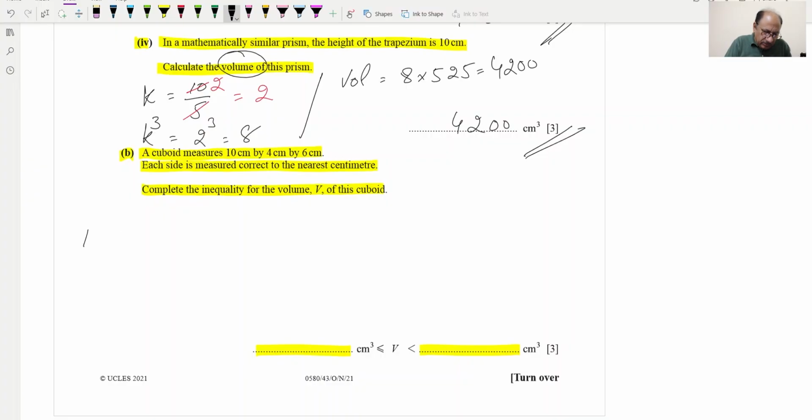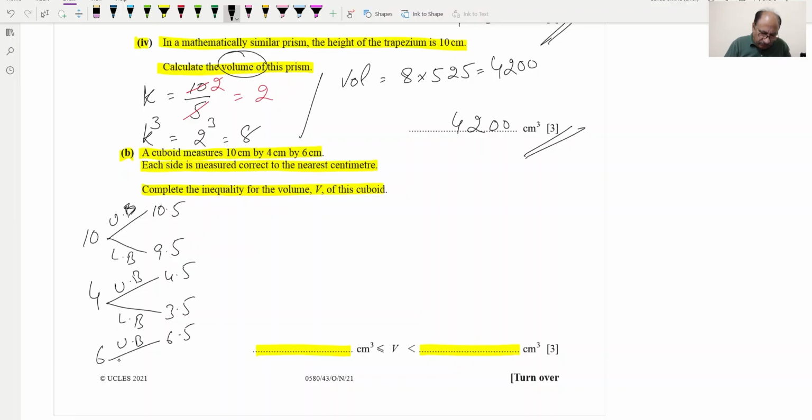For 10 centimeter, the upper bound will be 10.5 and the lower bound will be 9.5. Similarly, for 4 the upper bound will be 4.5 and the lower bound will be 3.5. And for 6 we can write the upper bound will be 6.5 and the lower bound will be 5.5. Hopefully you are understanding each and everything.